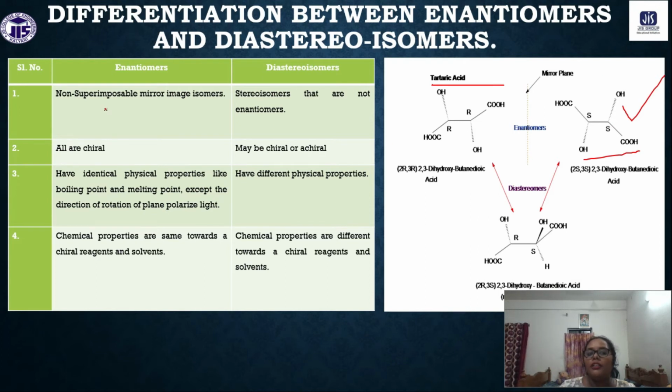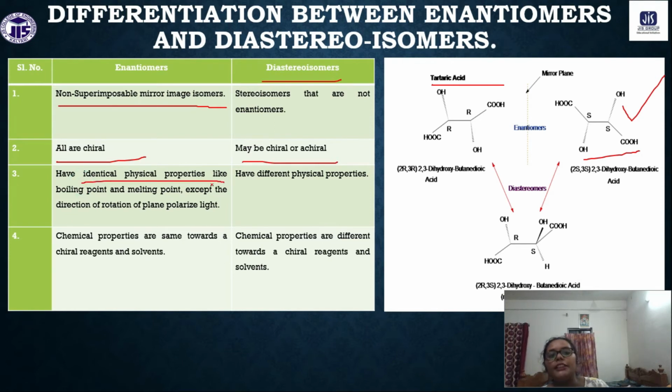Now, enantiomers are non-superimposable mirror images, whereas diastereomers generally don't have any similarities. We cannot specify that their properties are similar. All enantiomers are chiral, and they have identical physical and chemical properties, but for diastereomers we don't have similar chemical properties. Physical and chemical properties are both different.